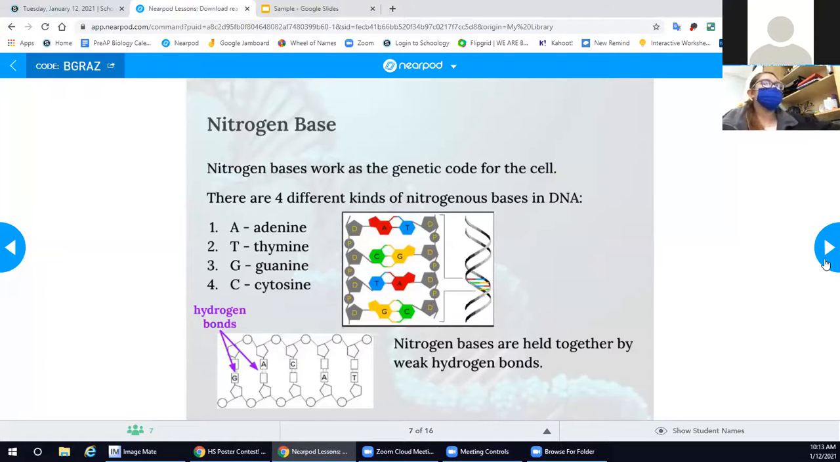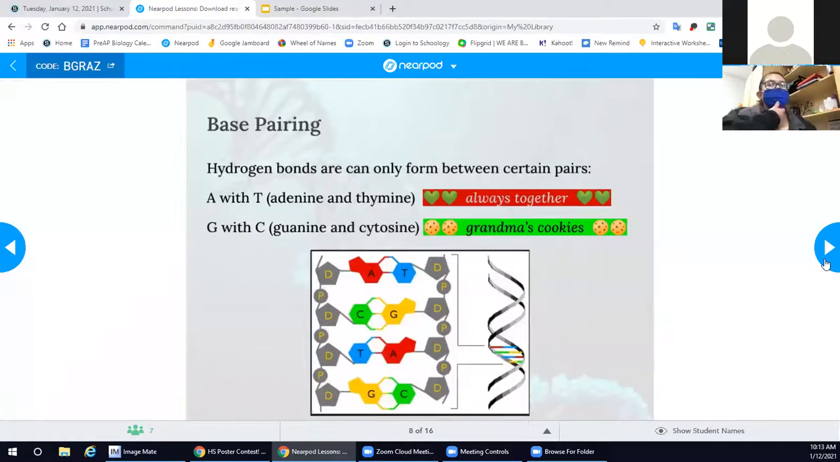There is a saying to help you remember how the nitrogen bases pair up, because they're always going to pair with the same nitrogen base no matter what. We can't mix them around. It doesn't work like that. Adenine and thymine are always together. AT, always together. Anytime you see an A, it's going to go with a T. Anytime you see a T, it's going to go with an A.